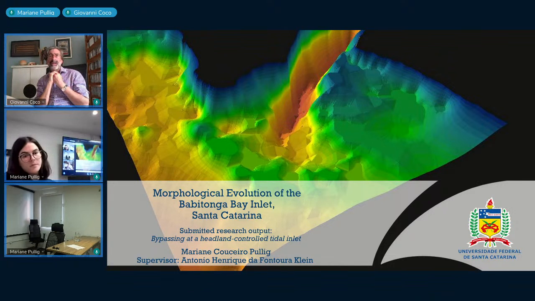Okay, now I have my final question. I will give you $1 million US to do research on this inlet. How would you use the money?